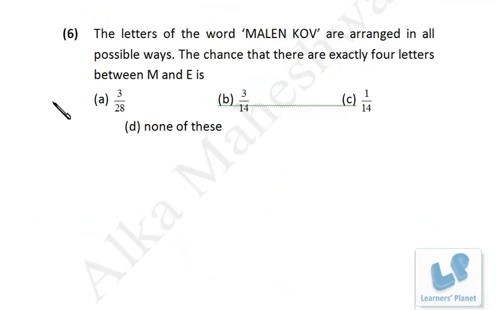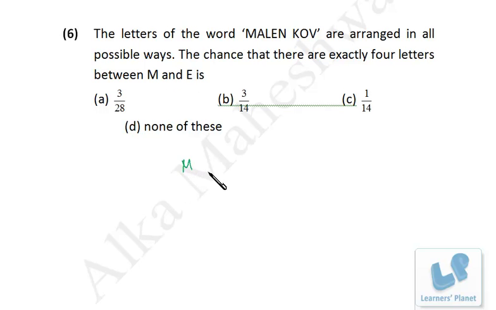Now we have this question. The letters of the word MELON COW are arranged in all possible ways. What is the chance that there are exactly 4 letters between M and E? Now friends, first of all, let's see, there is no repetition of the letters. So now we want 4 letters between M and E.